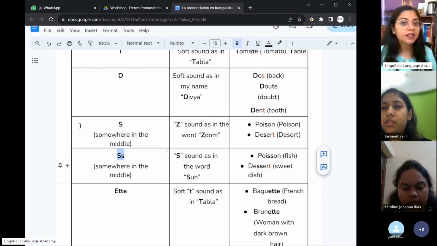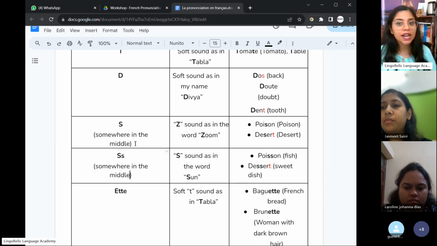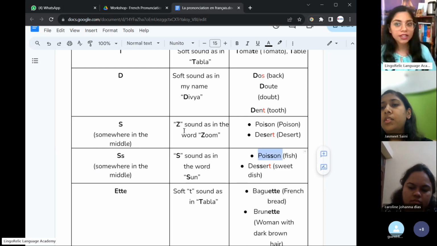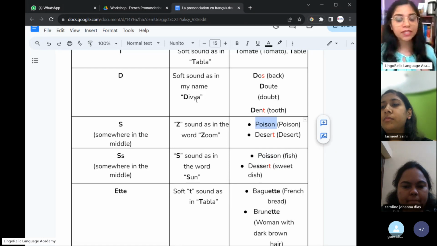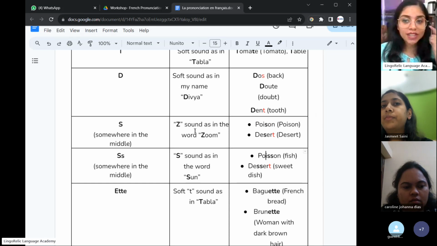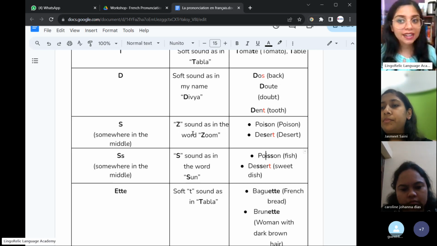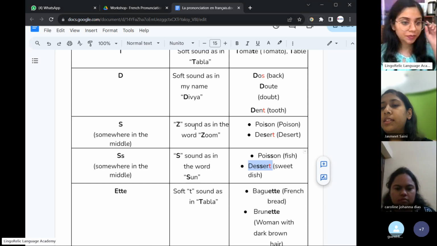Double S is pronounced as S, as in the word sun in English, when it comes somewhere in the middle of a word. Poisson. Listen very carefully. I am saying poison, and now I'm saying poisson. You notice the difference? Poison is poison. Poisson is fish.